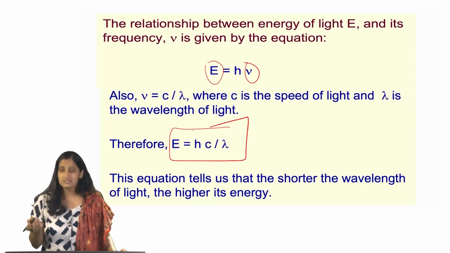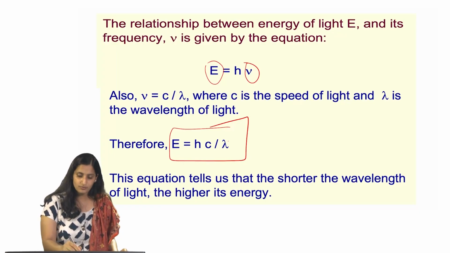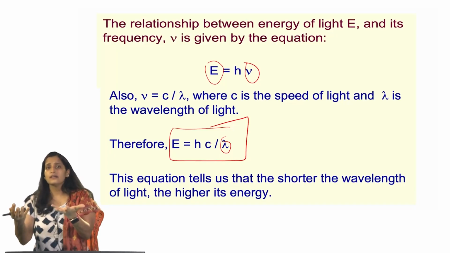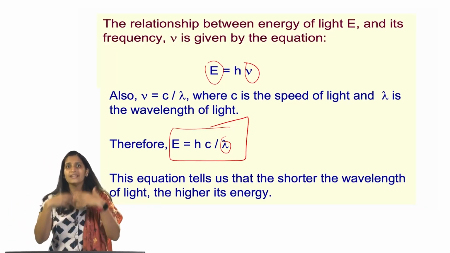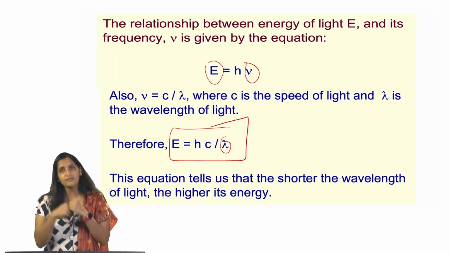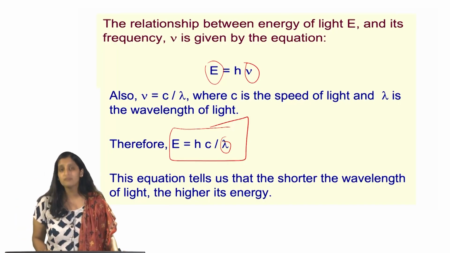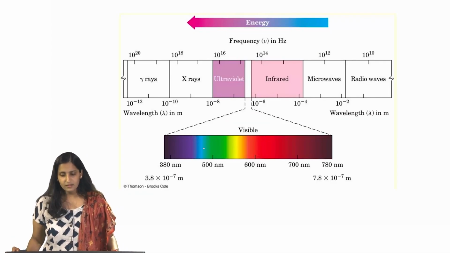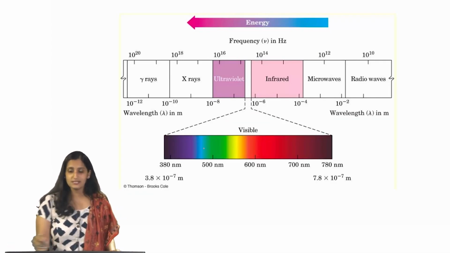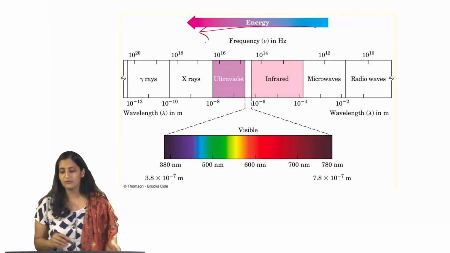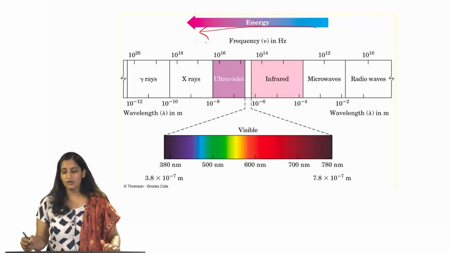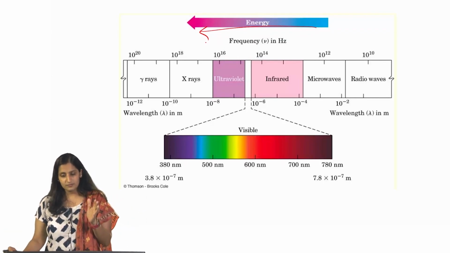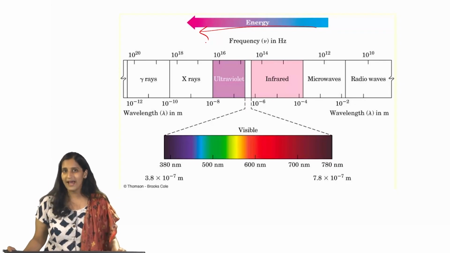Now, what it tells us is that the shorter the wavelength, that is, if you go on making this denominator smaller and smaller, the higher is the energy. So, the smaller the wavelength, the higher the energy, and that is what we will see in this particular spectrum here. The energy is going to increase in this particular direction. As we go from radio waves all the way to gamma rays, the energy is going to go on increasing, and the wavelength? What will happen to the wavelength?